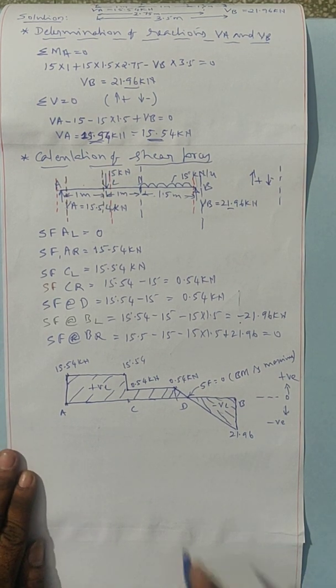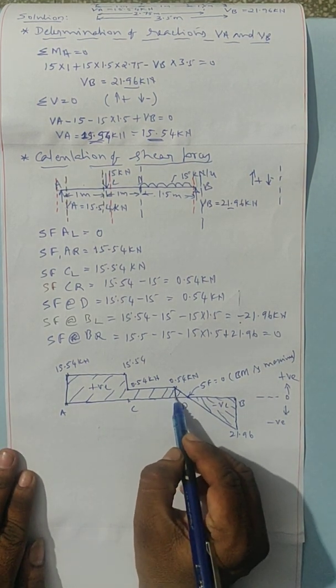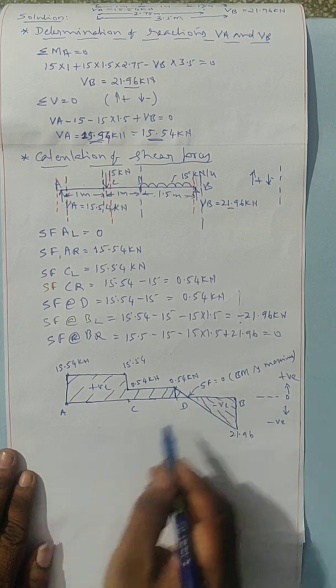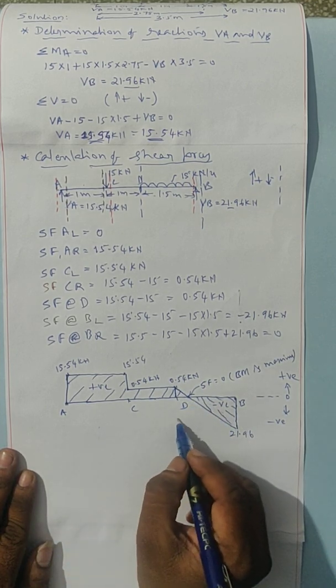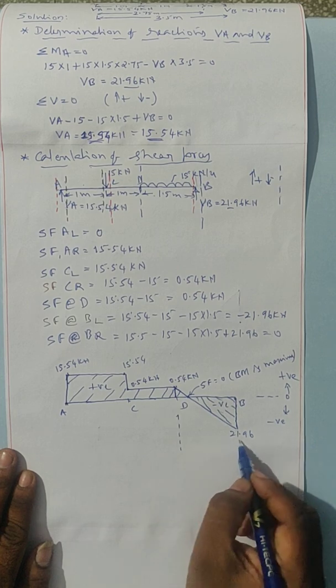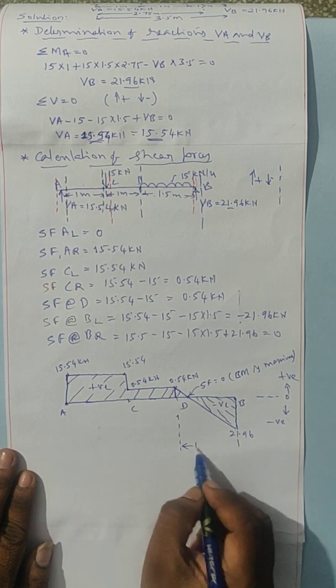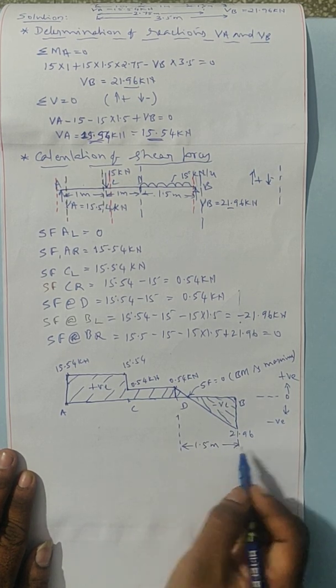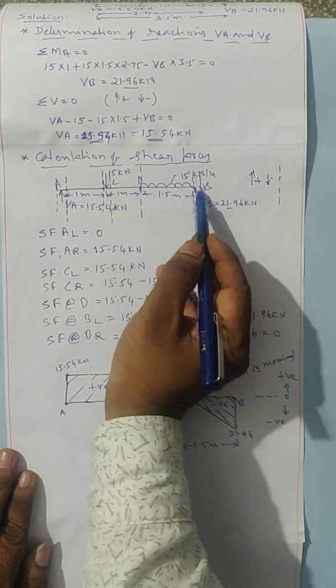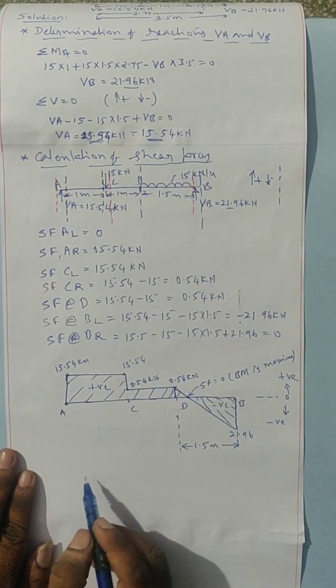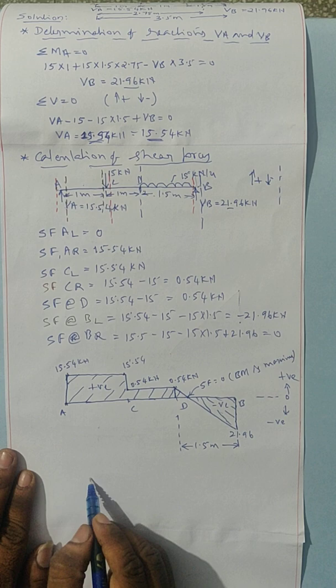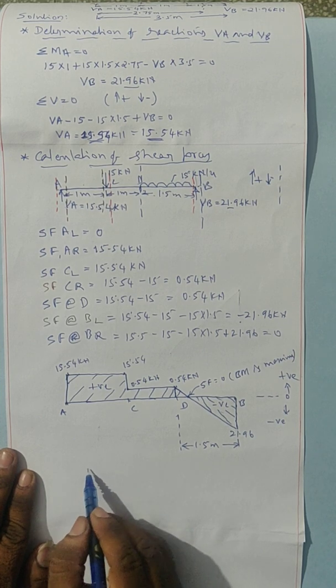How to calculate? Some similar triangle property. From these two triangles, we can calculate the position of this. From D to B, the distance is 1.5 meter. I am taking the separate figure separately here.